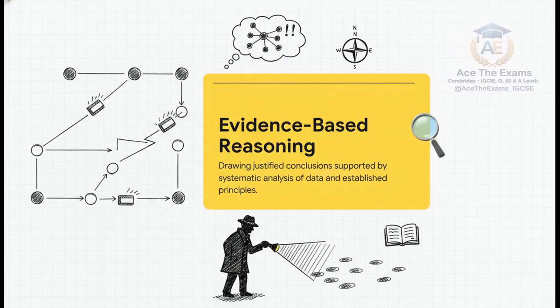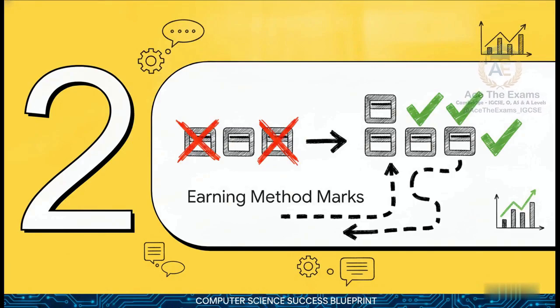You don't just report that a crime happened, you prove exactly how it happened, step by step, using the established principles of the syllabus. Moving on to Section 2, the procedural framework, which is all about earning those crucial method marks. Let's look at the step-by-step strategy for tackling complex calculations.